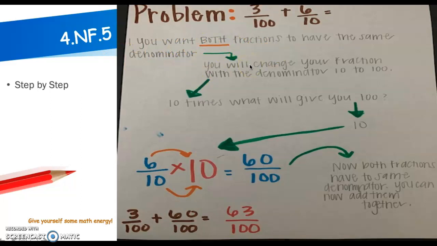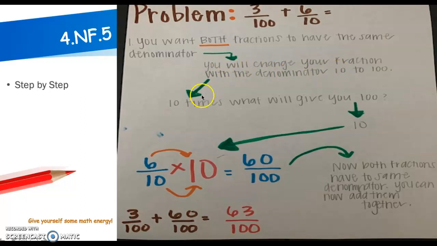So to do that, you have to take your fraction that is the tenths and change it to 100. How can you do that? 10 times what will give you 100? If you said 10, you are correct. Okay? So we start up here, and I said you want both fractions to have the same denominator. So that means that you will change the fraction with the denominator of 10 to 100.